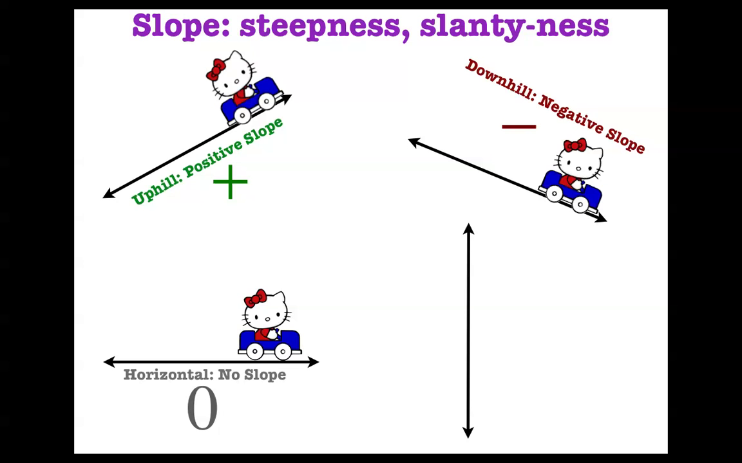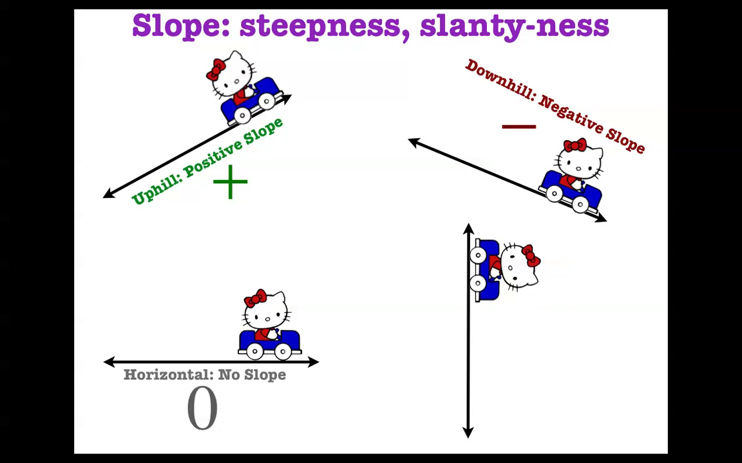On this line, however, it didn't go uphill or downhill. It's just a flat horizontal line. There's no slope to that line. So the slope of that is going to be 0. It has no slope. Our last line is vertical.